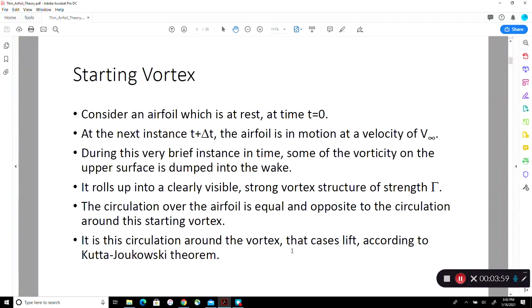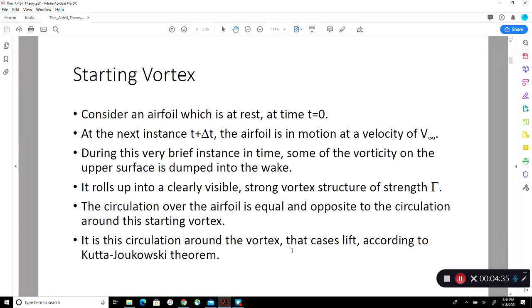One of the first things we see is that the vorticity in the boundary layer, both on the upper surface and lower surface, grows and becomes thicker because vorticity tends to diffuse with viscosity. It gets convected with the flow field. Remember the vorticity transport equation, things are convected with the velocity. So it gets dumped into the wake. What you see is a very strong, clearly visible vortex structure in the wake, spinning in the counterclockwise direction, called gamma.